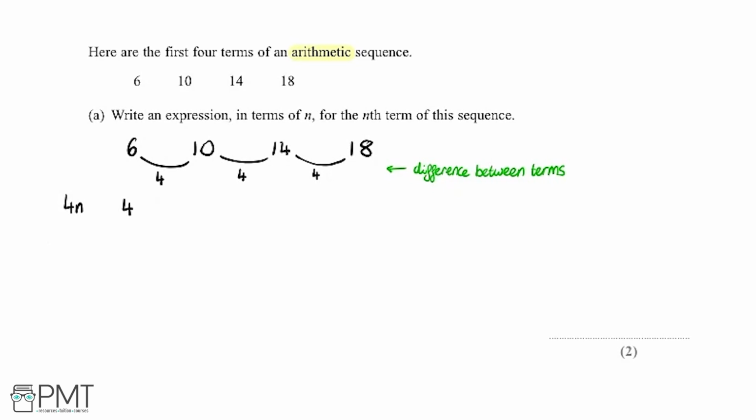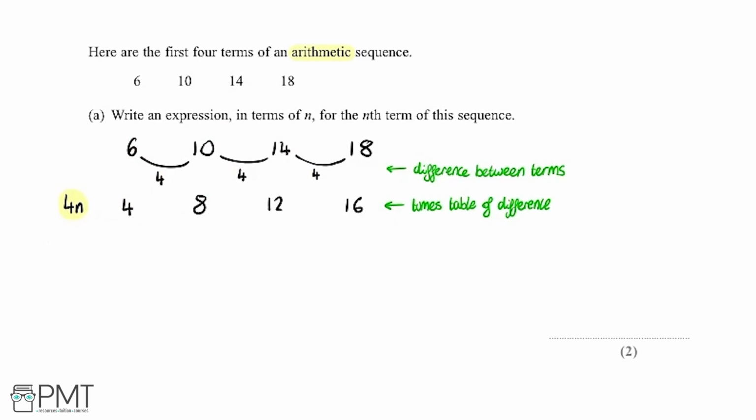Then so on, so the second term, we're subbing n equals 2, so that's 4 times 2, so 8. Then 4 times 3 for the third term, which is 12. And then 4 times 4 for the fourth term, which is 16. So essentially, all we're writing out down here is the 4 times table. Now the next step is we need to work out how we can get from this line to this line.